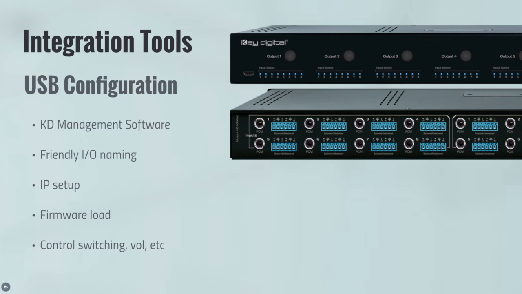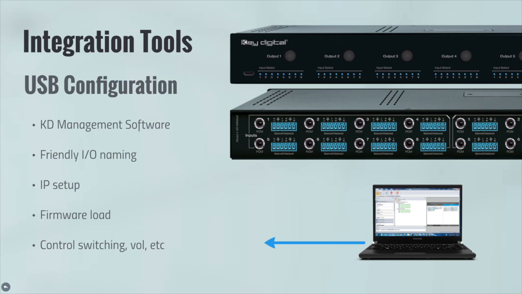MAX8x8 is configured via USB using the Key Digital management software. Connect the cable to the front of the unit and you're able to apply friendly input and output naming that is displayed in the Key Digital management software control GUI and in the Key Digital app, or when parsed for bidirectional drivers from Compass Control Pro or other professional control systems. You're able to set up the IP address and settings of the MAX8x8, load firmware, control switching, volume, and more.